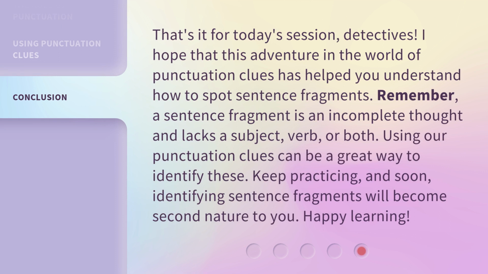That's it for today's session, detectives. I hope that this adventure in the world of punctuation clues has helped you understand how to spot sentence fragments. Remember, a sentence fragment is an incomplete thought and lacks a subject, verb, or both. Using our punctuation clues can be a great way to identify these. Keep practicing, and soon, identifying sentence fragments will become second nature to you.